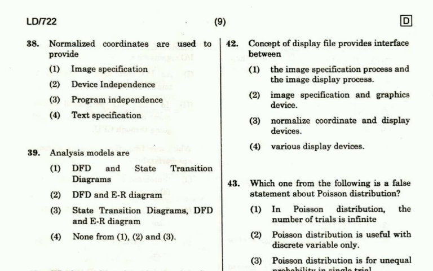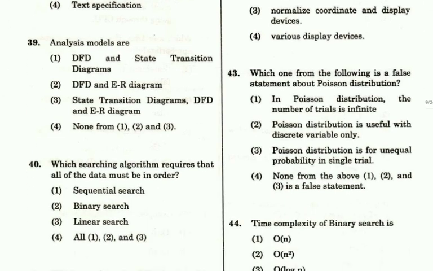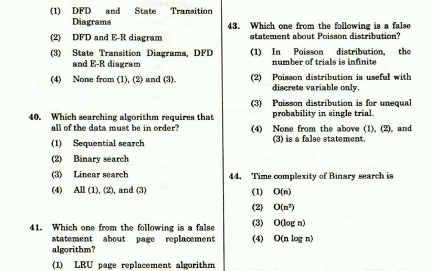Next one. Which one from the following is a false statement about the Poisson distribution? Poisson distribution models events with a known average rate over time. It is used only for discrete events, and trials can be infinite. So here all the given statements are correct. So the false statement option is the option 4.